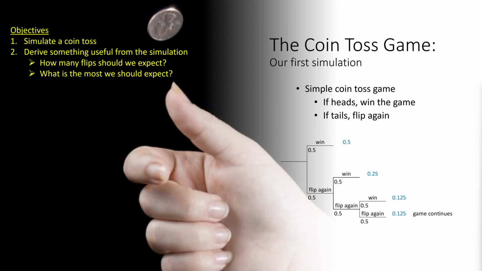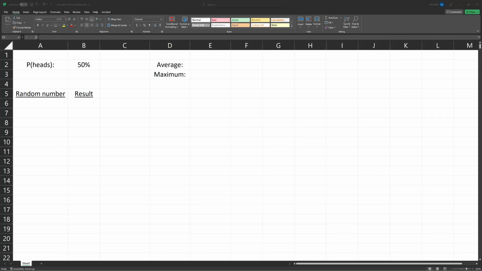One other thing, just as a second piece of information we might want to extract is, over some number of games, what's the most we should expect, the most number of flips in any one game? And there's probably a dozen other things we could ask that are similar, but this will give us two questions we can attack in a simulation. So what I want to do now is get out of the presentation mode and get into a spreadsheet.